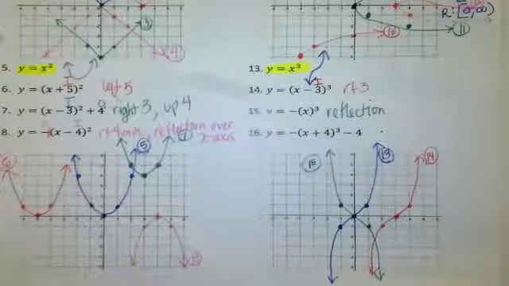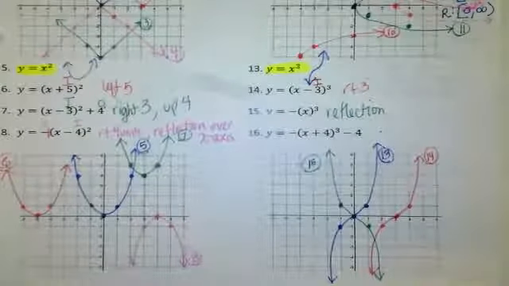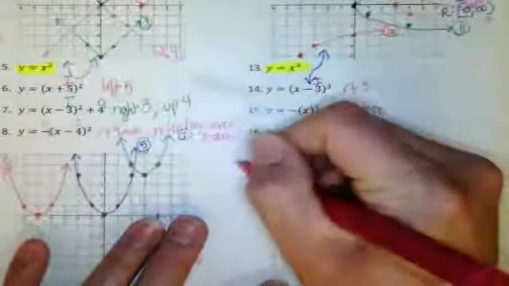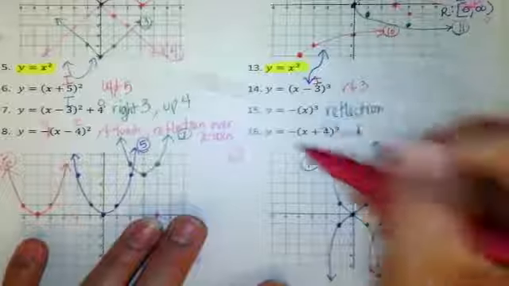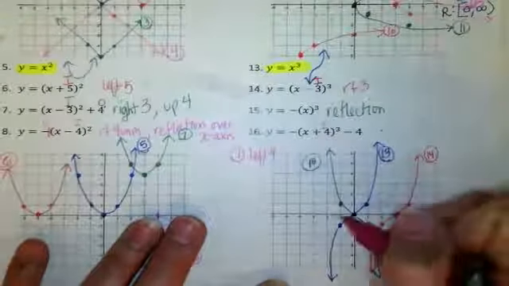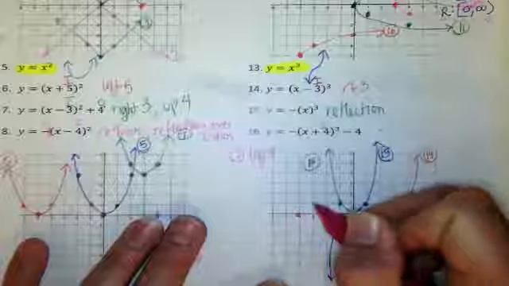How many transformations are there? 3 transformations. So we need to take them in order. What's the first transformation? Inside, we need to go left 4 units. So I'm going to take my blue graph, 1, 2, 3, and move left 4 units.